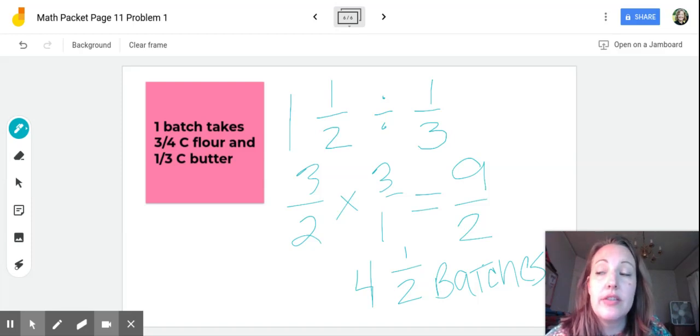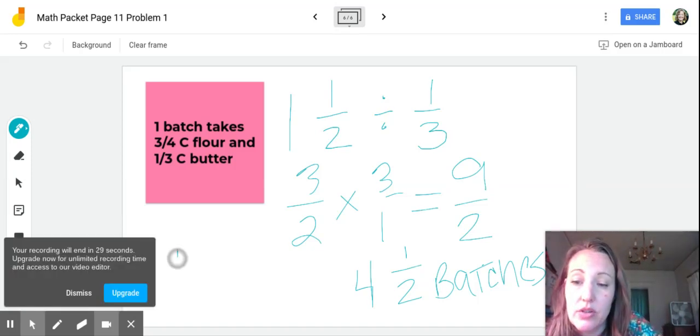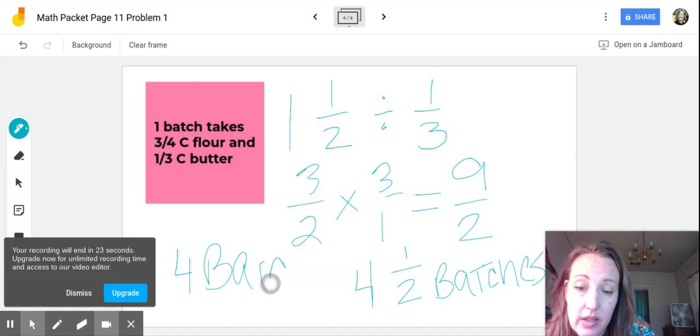Well, here's the deal. We have to read the problem carefully. It says how many whole batches of a dozen cookies can they make? A whole batch is not a half. So we have to get rid of that half and we have to go down. Okay, we can't make 5 batches because there's not enough butter. So our answer to this problem is 4 batches. Okay, that's 4 whole batches of a dozen cookies.